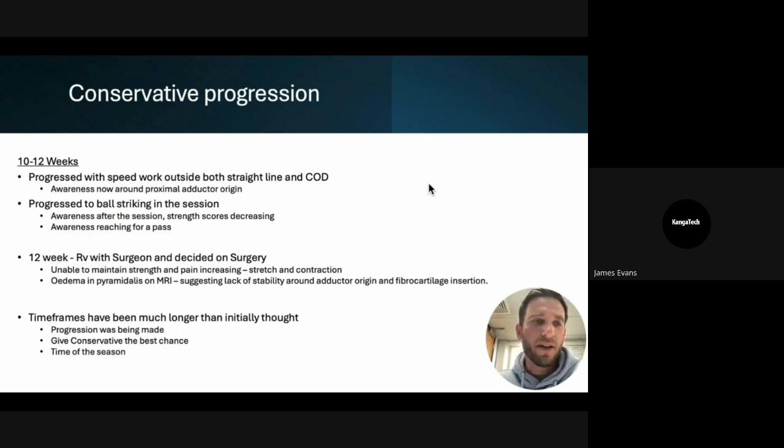So at this point, the time frames have been much longer than initially thought from the onset, but progression was being made. So we felt that conservative was giving the player the best chance to return, and then given the specific point in the season that we were at, if we'd gone down the surgical route earlier, we would have been ruled out for the season anyway. So we felt, given the time of the season, the progressions that were made clinically and in the strength, that it was worth staying with the conservative approach.